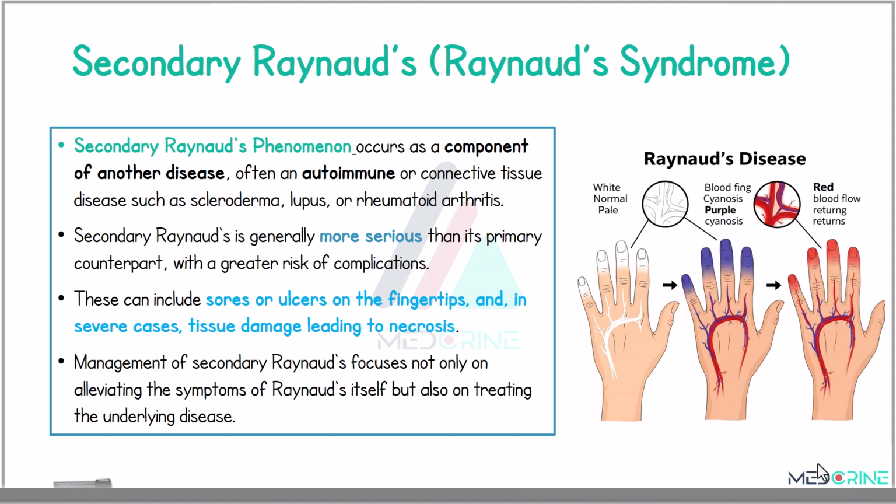A secondary Raynaud's phenomenon occurs as a component of another underlying disease. This is usually an autoimmune or a connective tissue disease such as scleroderma, lupus, or rheumatoid arthritis. Secondary Raynaud's is generally more severe with higher risk of complications such as ulcers, tissue damage, or even necrosis. The management of secondary Raynaud's focuses not only on alleviating the symptoms but also on treating the underlying disease that led to this development.